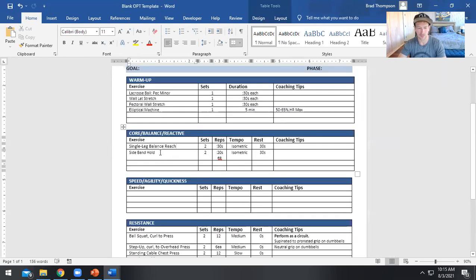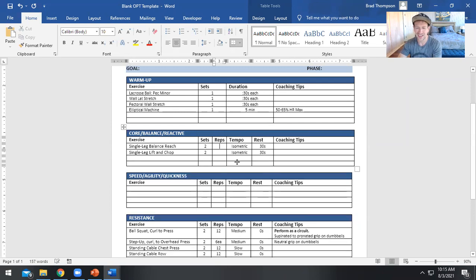let's go with the single leg lift and chop. That's one of my all-time favorites. You guys know how much I love the lift and chop. I do it all the time. And we'll go with 6 each, 6 each. Tempo is nice and slow, or actually, it's controlled. And yeah, we'll keep it 30 seconds of rest.